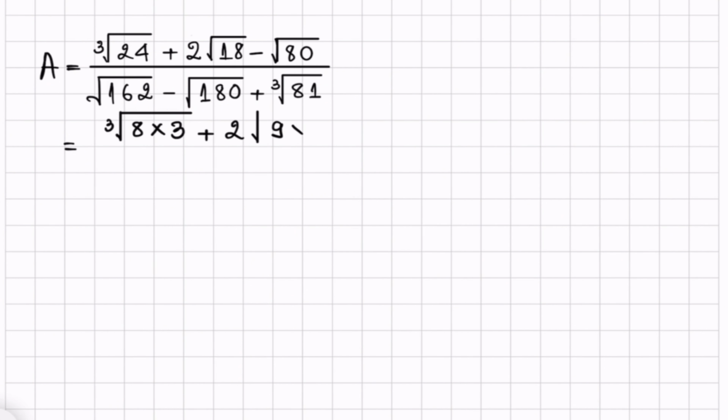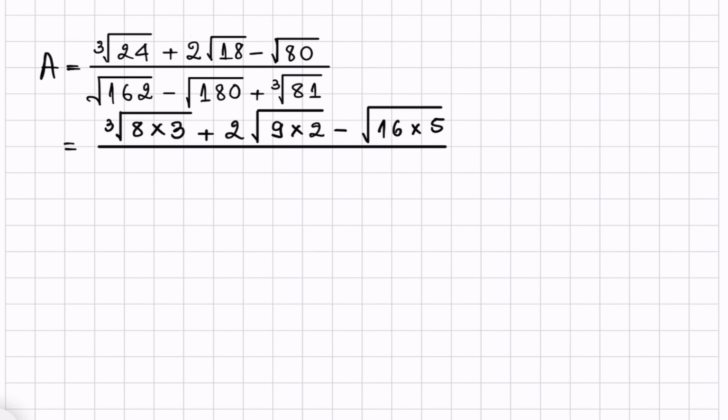So 18 we can write as 9 times 2, minus 80, which could be written as 16 times 5, then all over 162, which could be written as 81 times 2, and then minus 180, which can be written as 36 times 5.